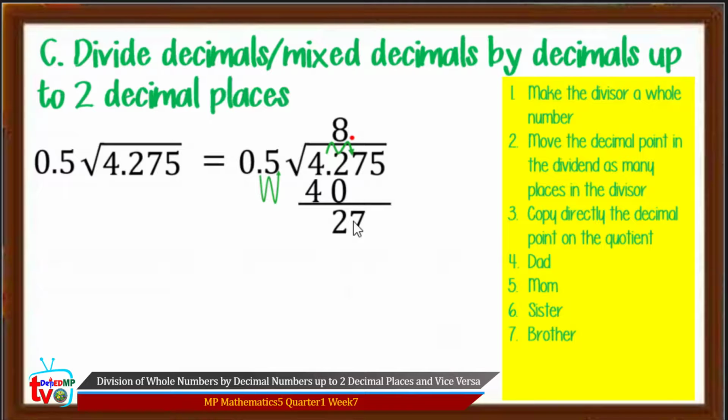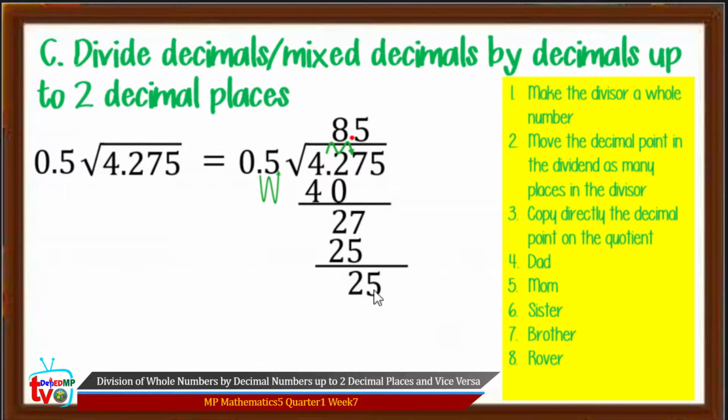27. Next is rover. Let's repeat the cycle. We go back to that. 27 divided by 5 is 5. Mom. 5 times 5 is 25. Sister. 27 minus 25 is 2. Brother. Let's bring down 5. And then rover, which means repeat.